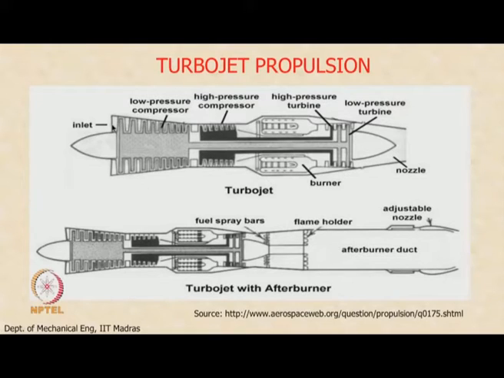So, we have a small intake, low pressure compressor, high pressure compressor, and then we also have a combustion chamber, as you can see here, a high pressure turbine and a low pressure turbine, and then the fluid goes into a nozzle.